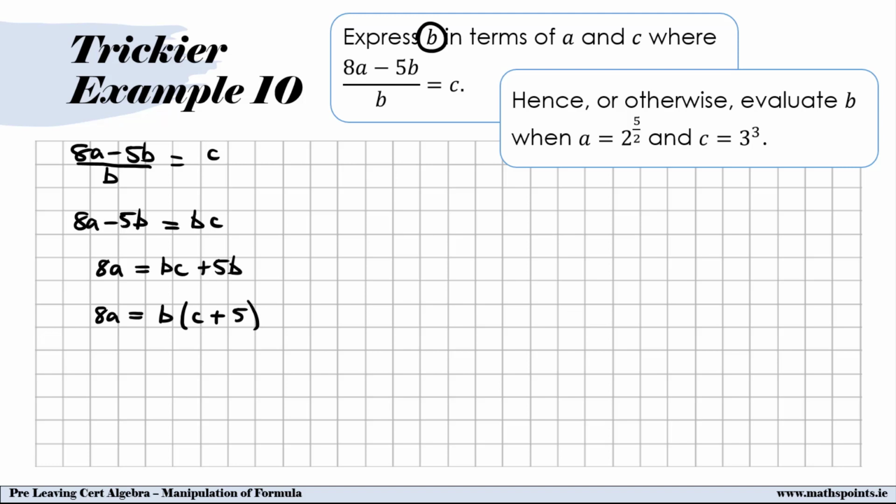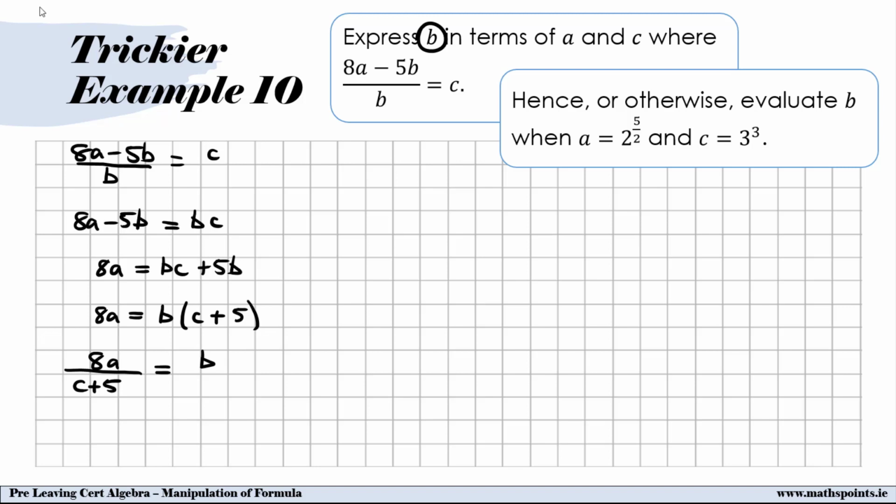I'm trying to get b on its own, so I'm going to divide both sides by what's being multiplied by the b, which is c plus 5. So on the left hand side I have 8a divided by c plus 5, and that's equal to b, as c plus 5 divided by c plus 5 is 1, leaving b. And so I've expressed b in terms of a and c.